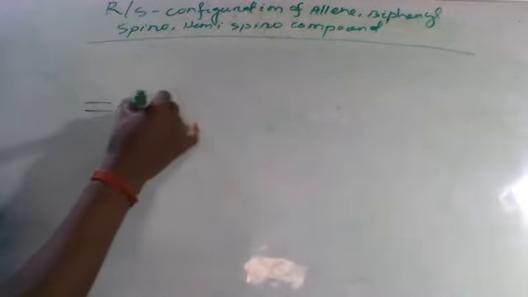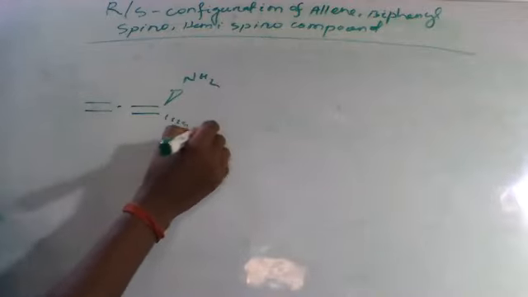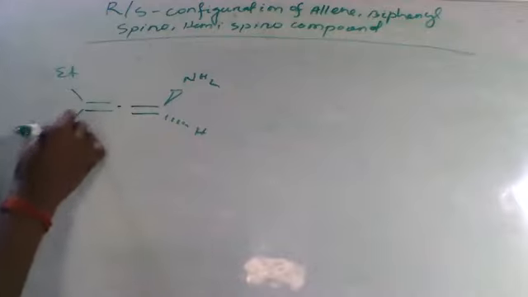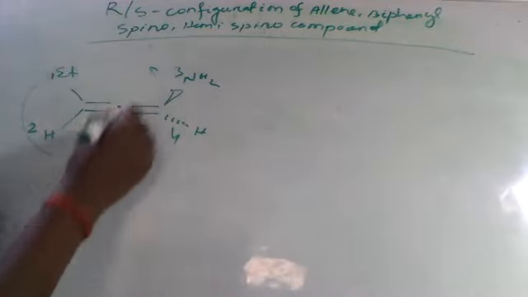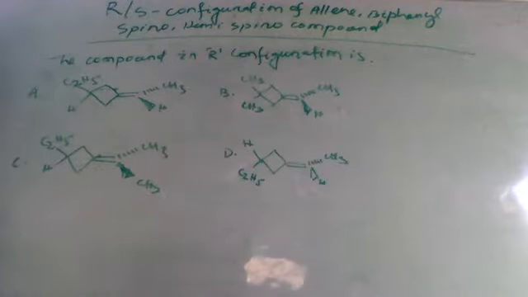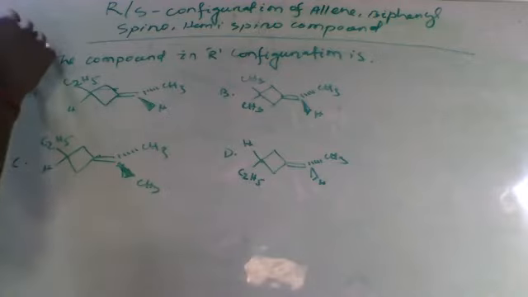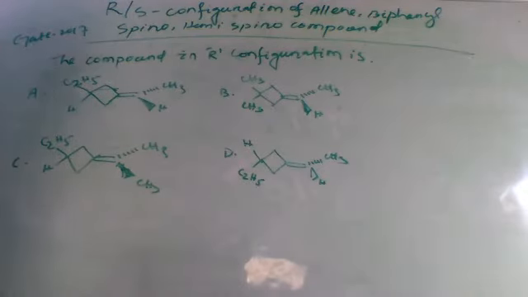In this example, this is NH2 above the plane, this is hydrogen below the plane, and this is ethyl in the plane. 1, 2, 3, 4, and it is S configuration. Then another example we'll see, that was the question from GATE 2017. See here, the compound in R configuration is, this is the GATE 2017 question, and you have to determine the R configuration from all these options.